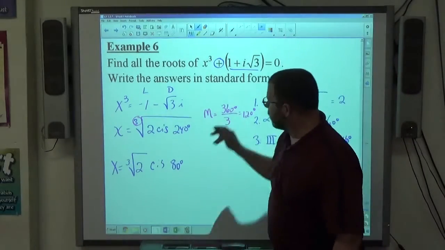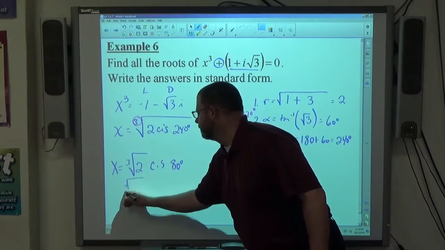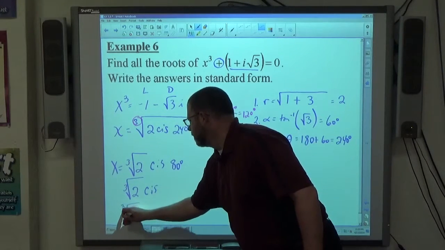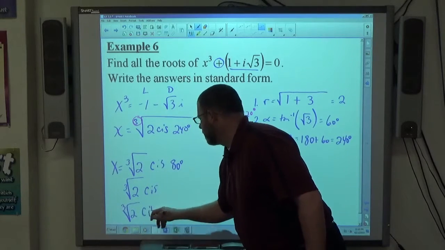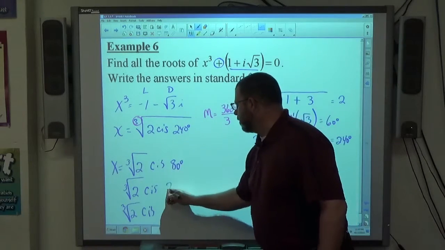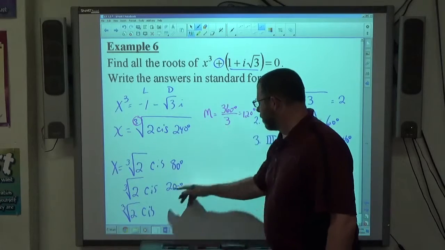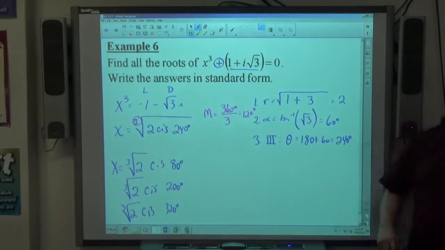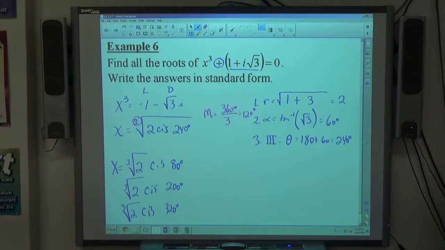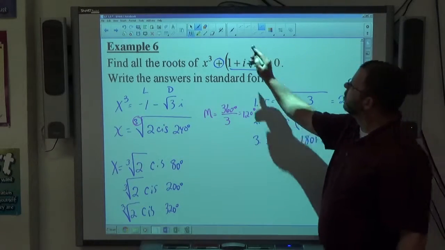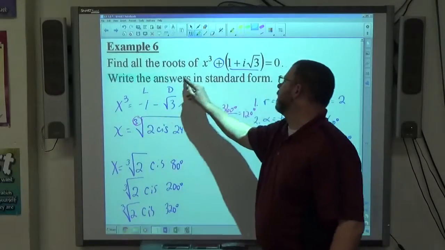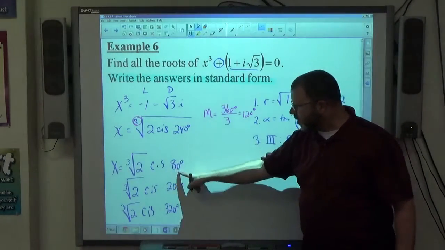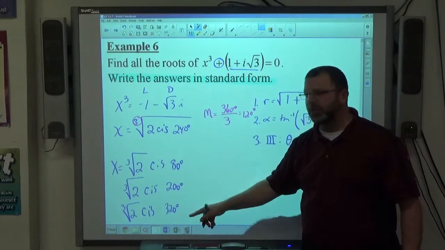So my other two answers are going to be the cube root of 2, cis, and cube root of 2, cis. Add 120 to 80, you get 200. Add 120 to 200, you get 320. And there's all of our answers in trigonometric form. And the final step on this one, it says write answers in standard form, so we now have to convert to standard form. Now, cosine and sine of 80, 200, and 320 aren't on our sheet.